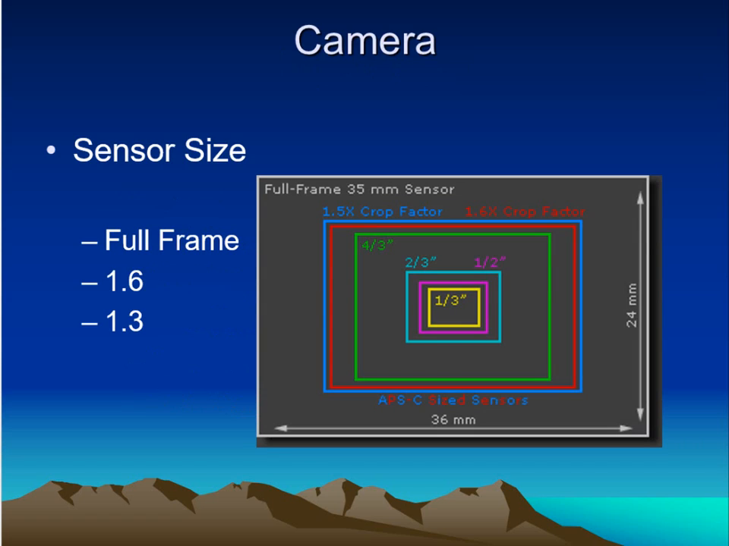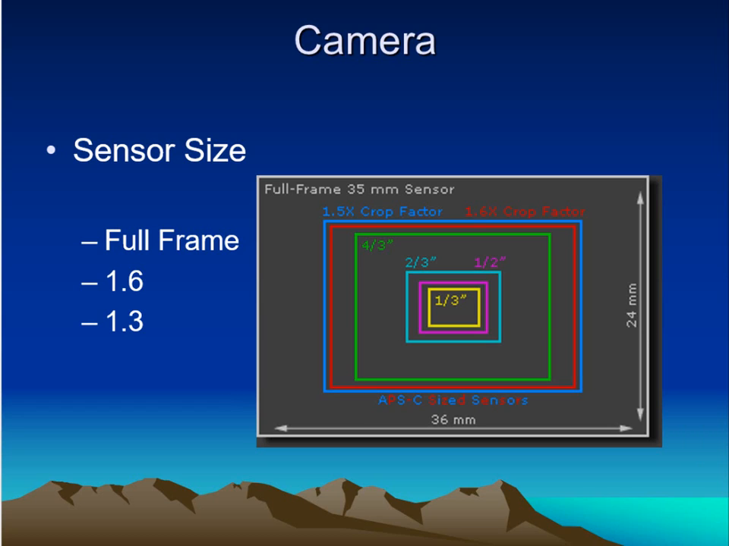Now the next thing is sensor size, and here's a diagram I found online just to give you an idea. The white line on the outside, which is this area here, is a full frame sensor in a digital SLR. And then the red line is a 1.6 crop factor. That's pretty common now. I don't really pay that much attention to gear, so it's hard for me to tell you that a certain camera has, like, the 1.3 sensor. Most of them are about 1.5, 1.6.